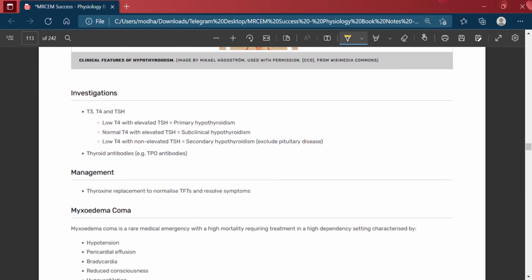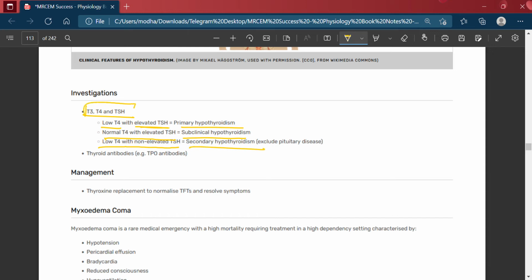Which are the investigations? So T3, T4, and TSH. Low T4 with elevated TSH is primary hypothyroidism. Then normal T4 with elevated TSH is subclinical hypothyroidism, and low T4 with non-elevated TSH is secondary hypothyroidism.